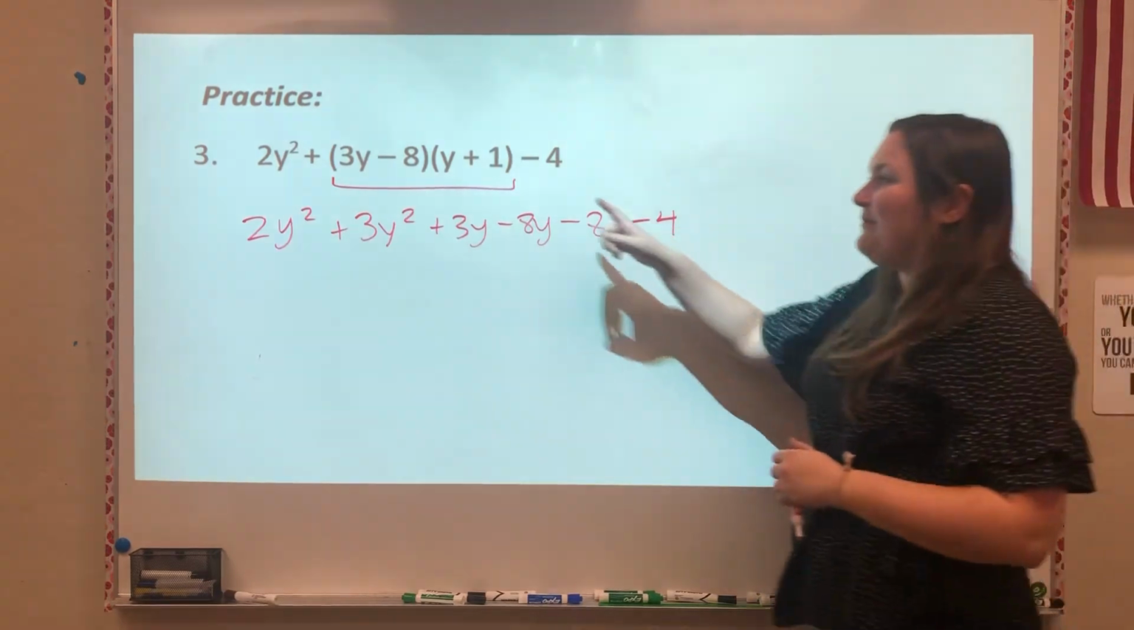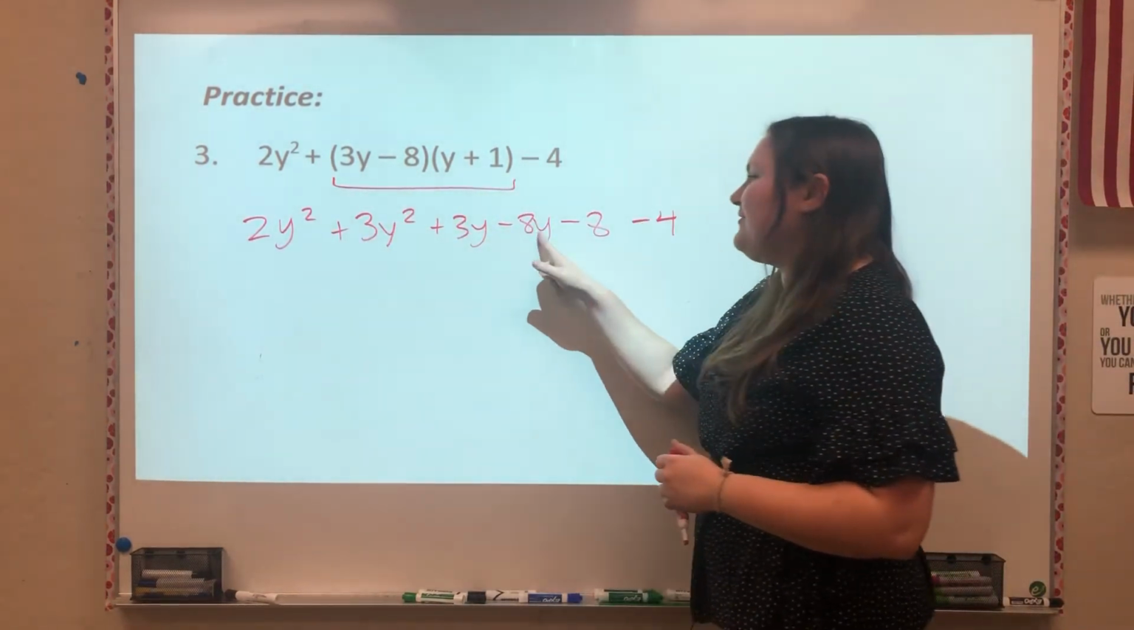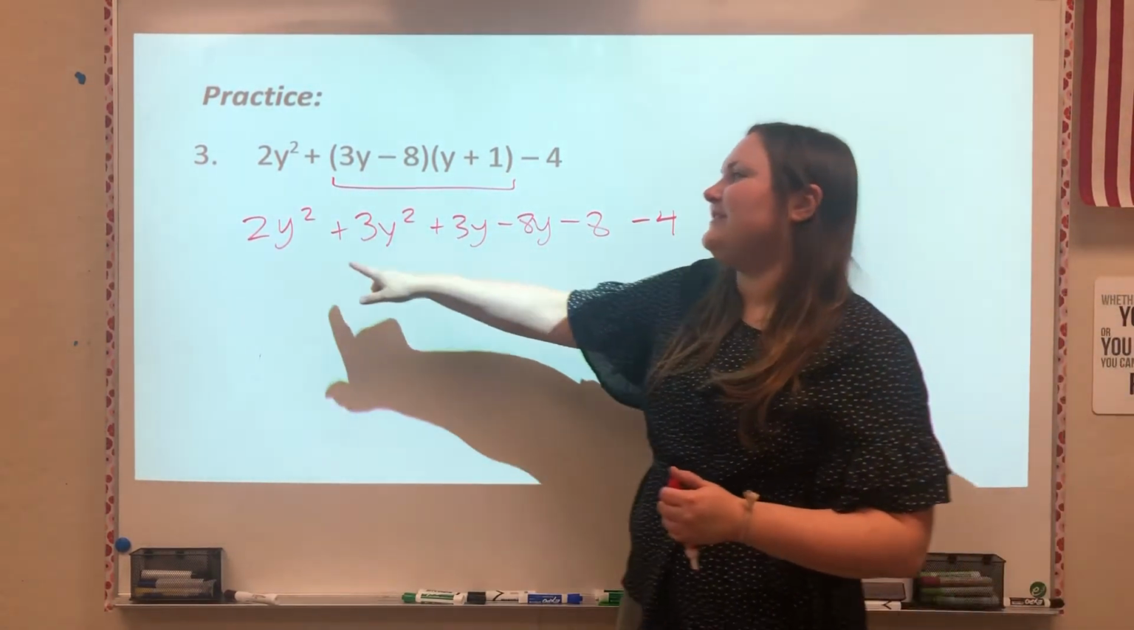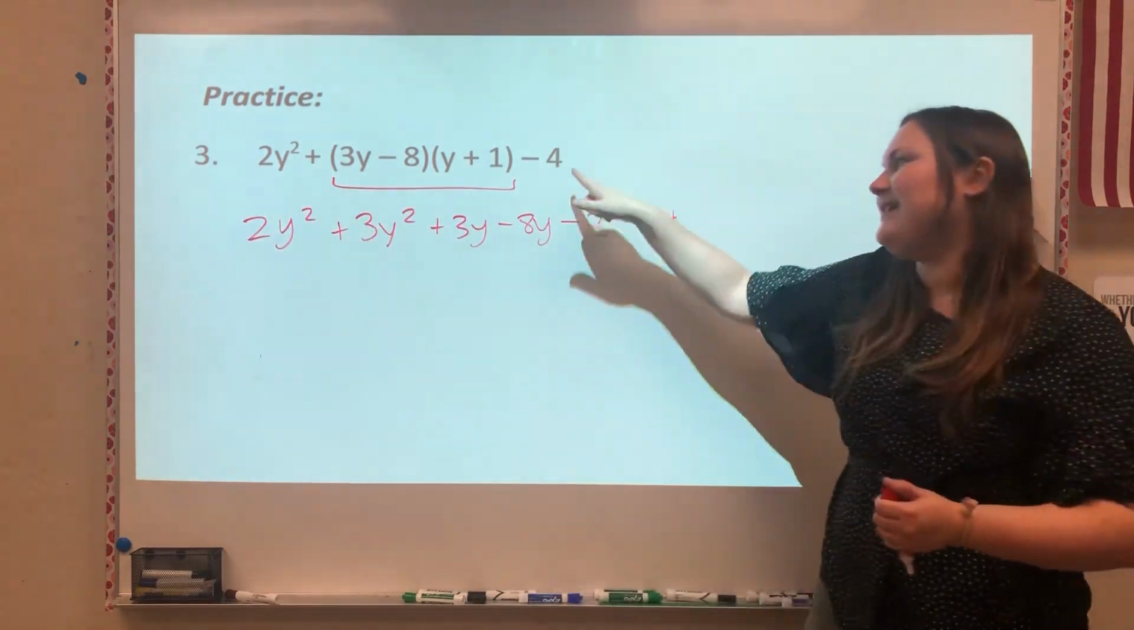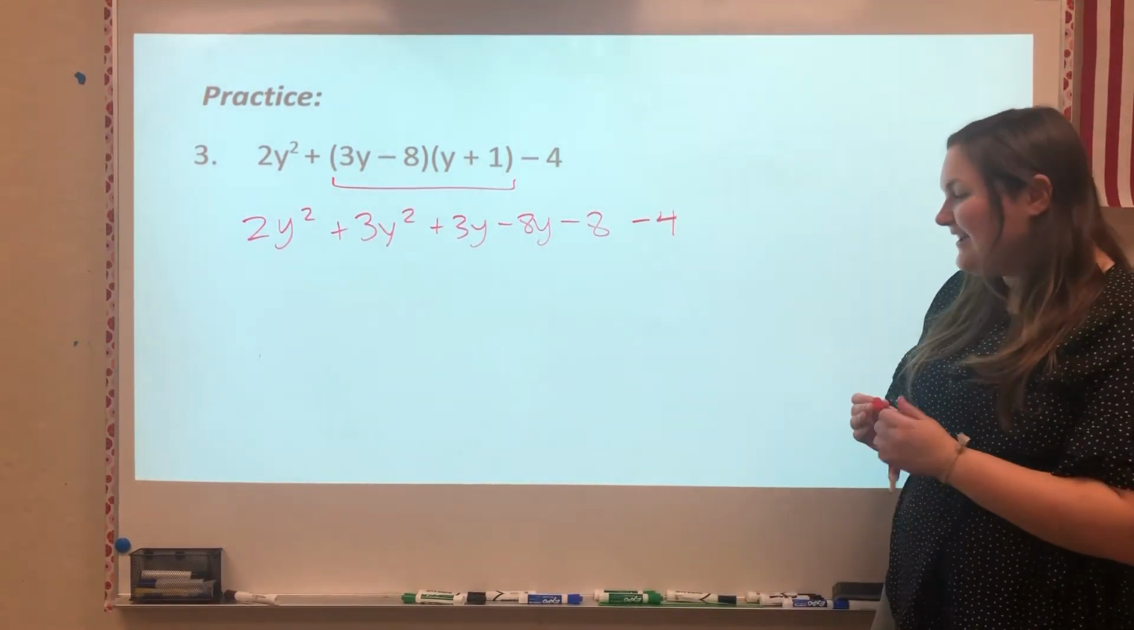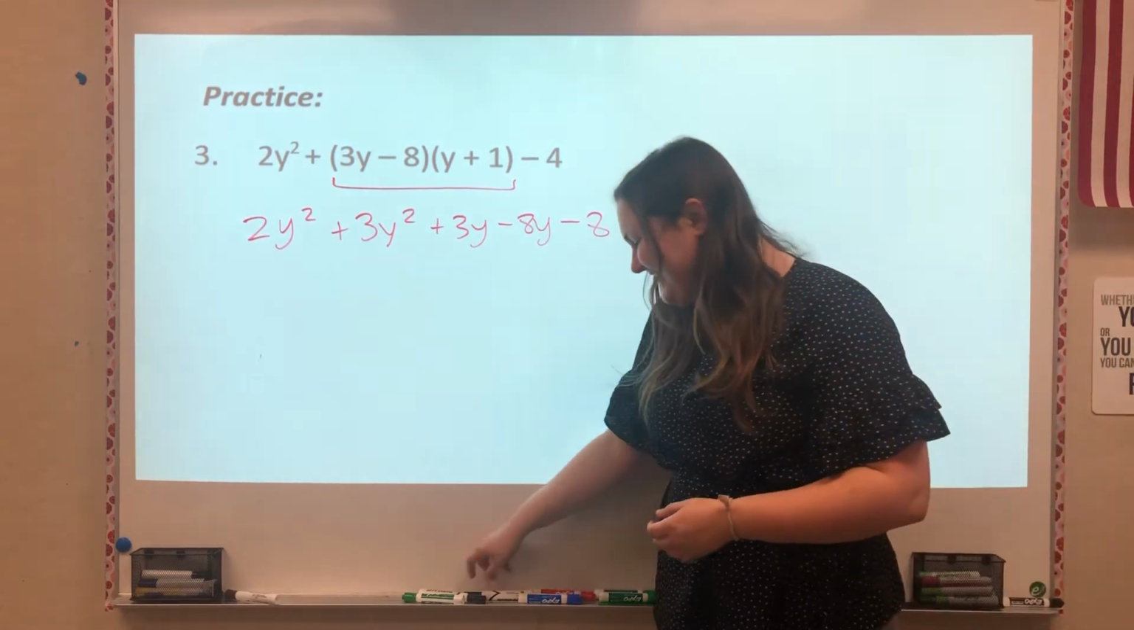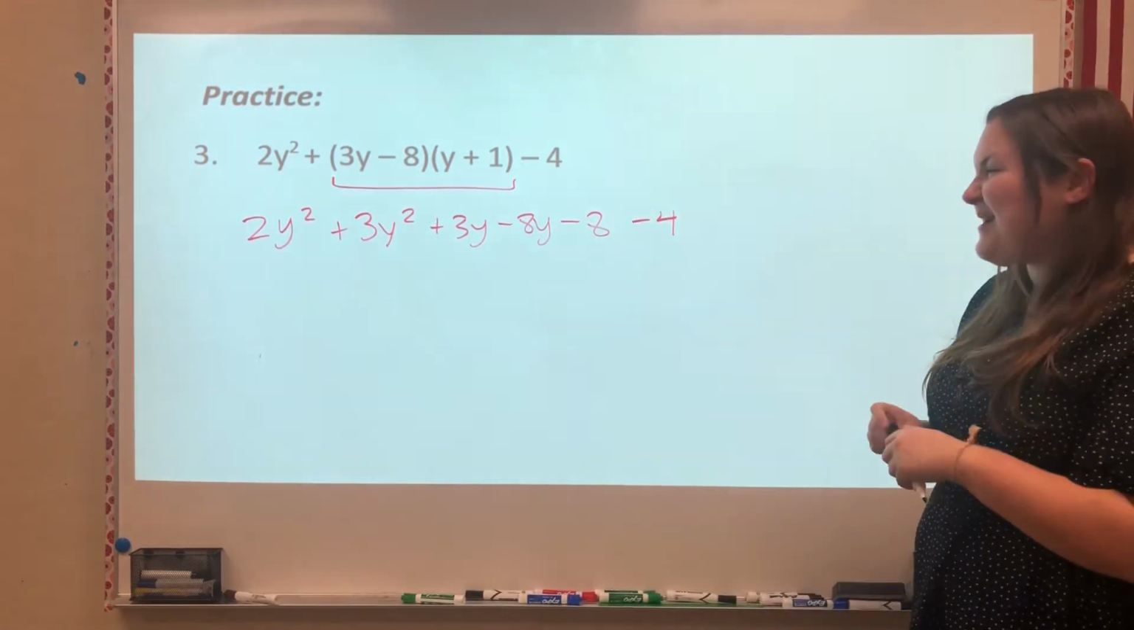Normally, when we're multiplying, we've got 4 terms, which I have those 4 terms there. But I copied down another 2 terms. I copied down the 2y squared, and I copied down the minus 4. So there's a lot of stuff here. The next part is checking to see what you can combine.